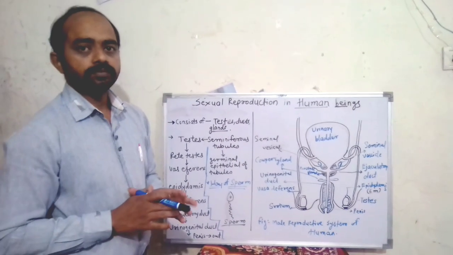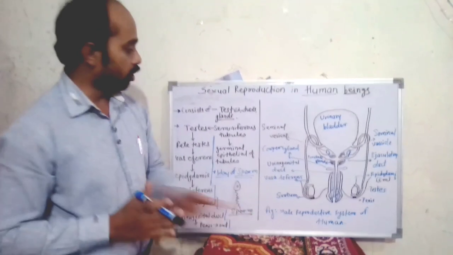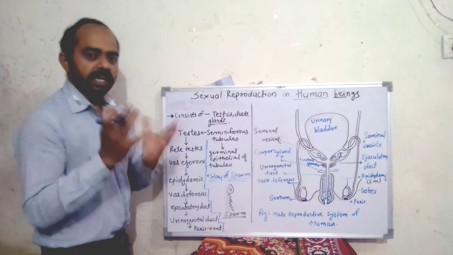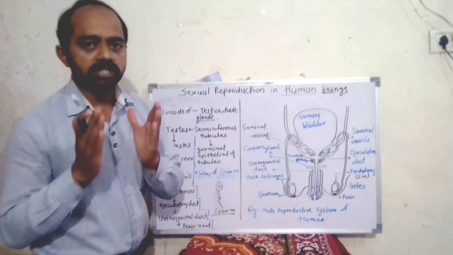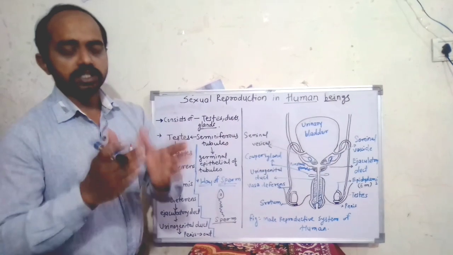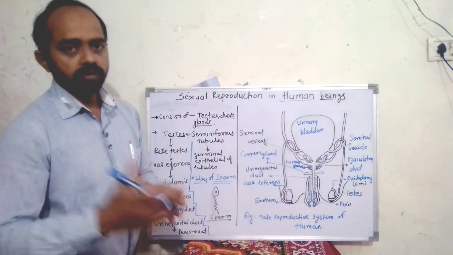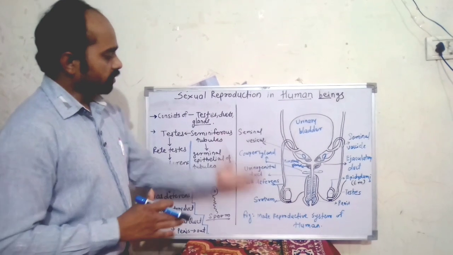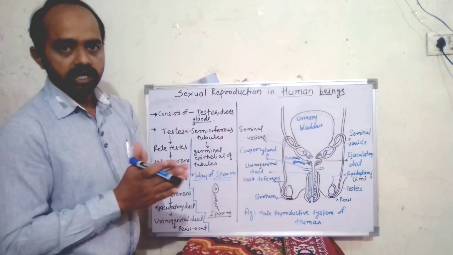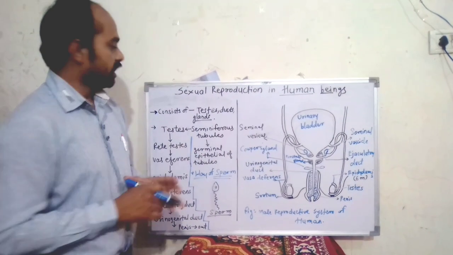Remember my friends that the scrotum is present outside the body of human beings, so that it can maintain the temperature of the testis, which is the most important part of the male reproductive system, because it produces sperms. Because of sperms only the reproduction process is carried out. The scrotum is a pouch-like structure, and in it a pair of testes is present.